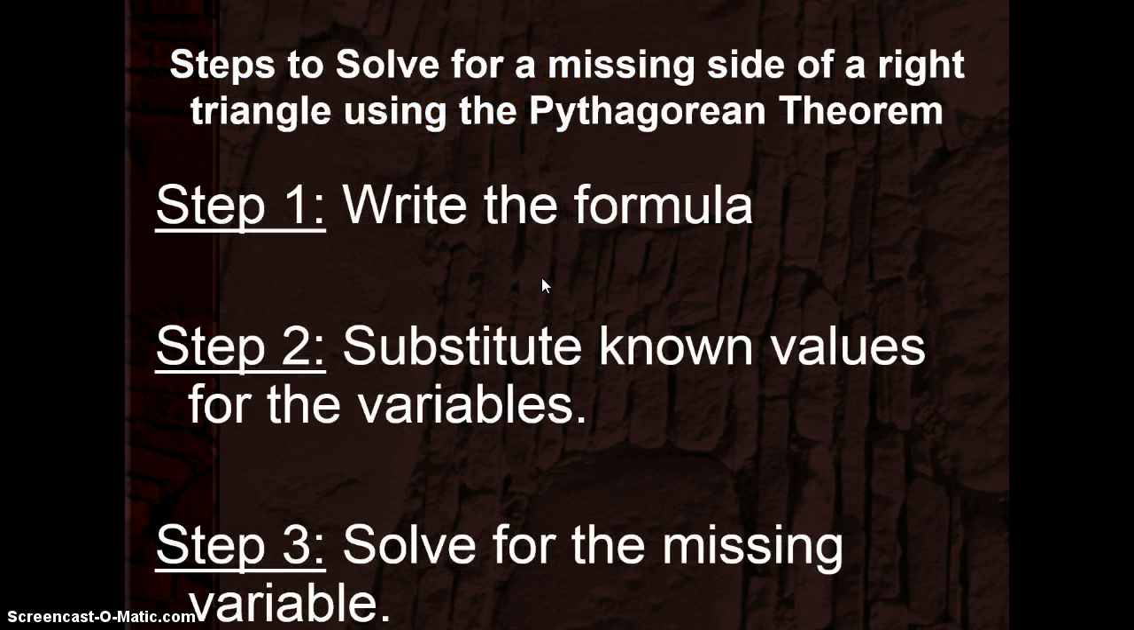Step 2, substitute known values for the variables. So they're going to give you the value for A, the number that represents the length of A. They're going to give you B. You're going to solve for C. And then solve for the missing variable. Today, it's going to be the hypotenuse that we're solving for. Tomorrow, we're going to look at what happens when you're missing A or B.